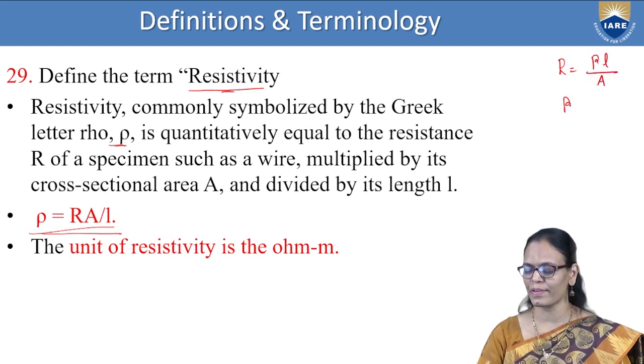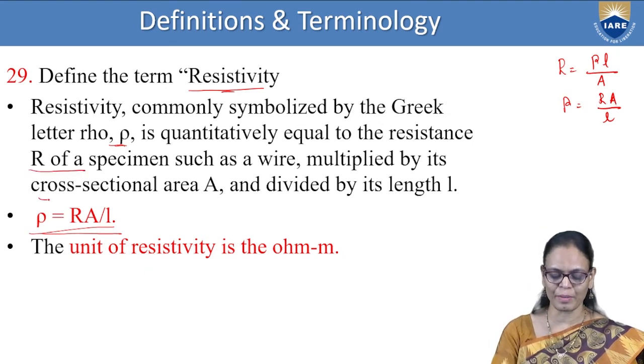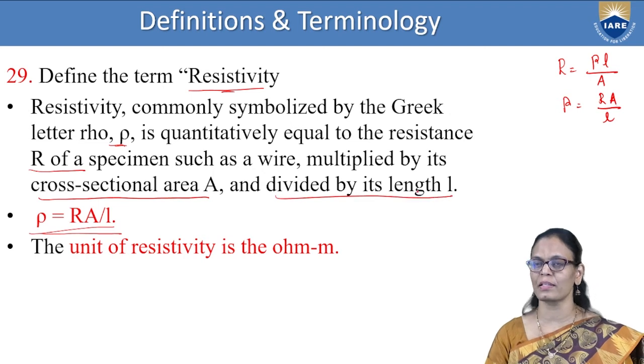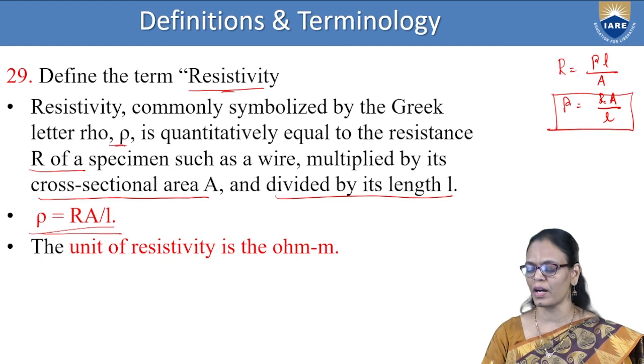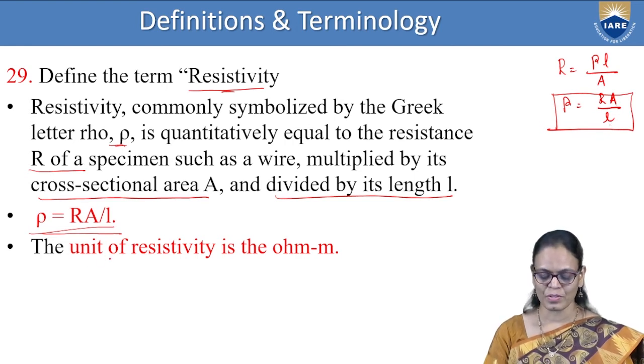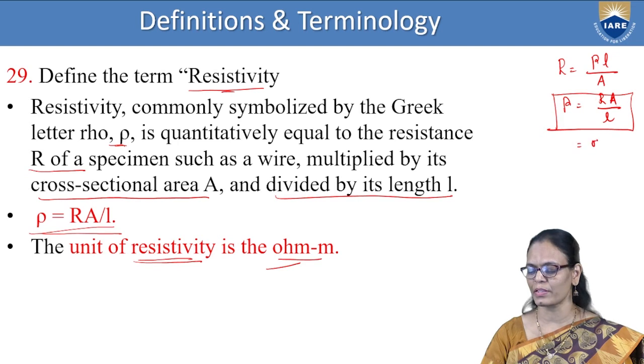So what is rho? We have seen rho is R A upon L. So it is the product of resistance and area, divided by its length. The same thing we are putting in words: rho is equal to R A upon L. So the unit of resistivity is ohm meter, because for the resistance we write ohm, for area we write meter square, and for length we write meter. So the unit will be ohm meter.